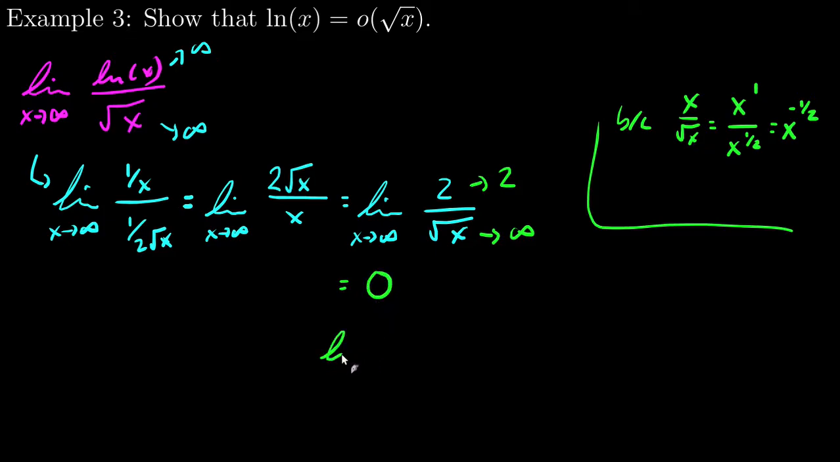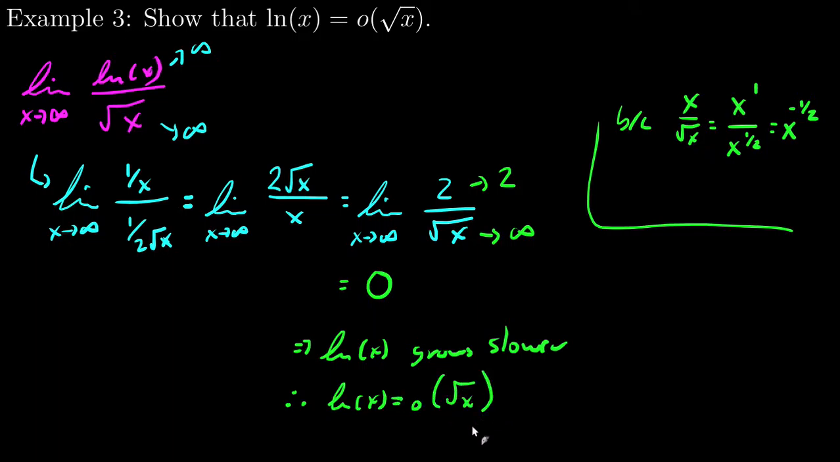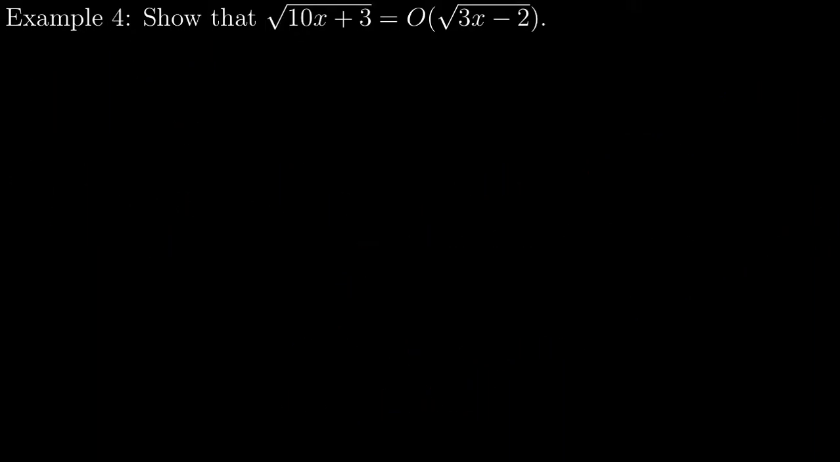That means that natural log of x grows slower, strictly slower, and therefore the natural log of x is little o of root x. Natural log actually grows incredibly slowly. It goes towards infinity, but grows very slowly still. All right, one more example.